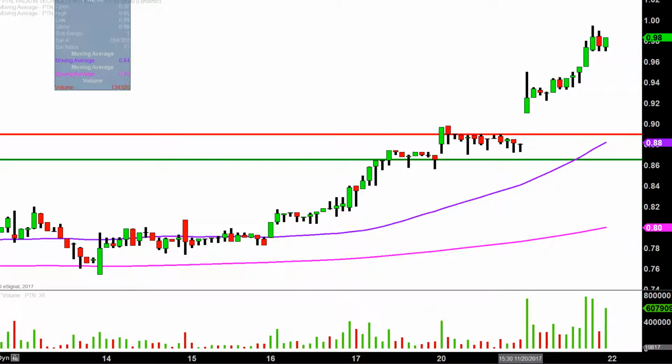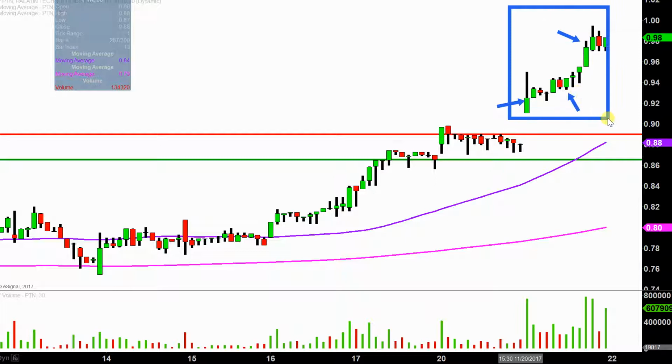Real quick, what do I mean by 30-minute, in case maybe you're new to charts? Instead of each one of these candlesticks here representing one day's worth of price action, which is what you would normally see, each one represents 30 minutes. So while this may look like several days' worth of time, it's actually today's price action broken down into 30-minute time slices.